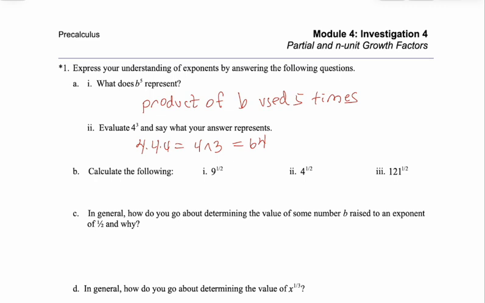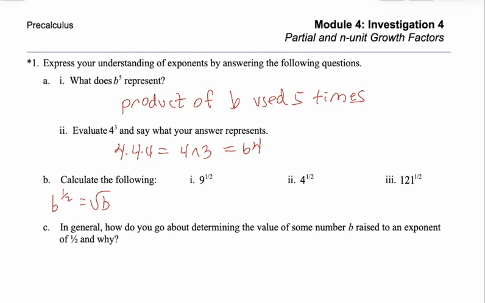Now, B is trying to get you to understand that anything to the half power can also be represented as a square root. So getting that in your head, getting used to the idea that a half power is equivalent to a square root is a really good thing to know. So, when you see 9 to the 1/2, if you immediately think that is the square root of 9, that's great. Now, let me show you why it ends up working that way.